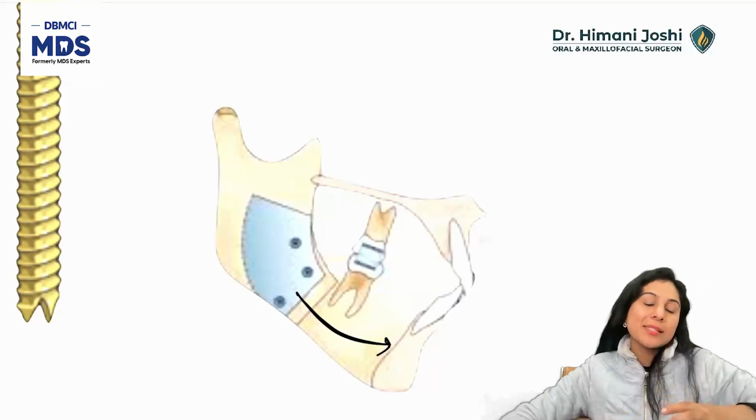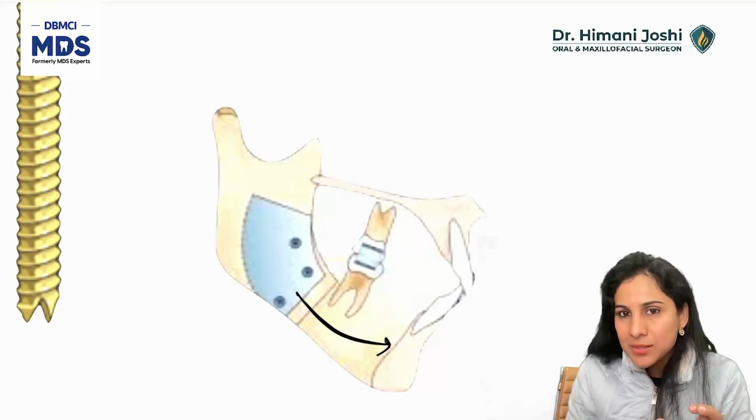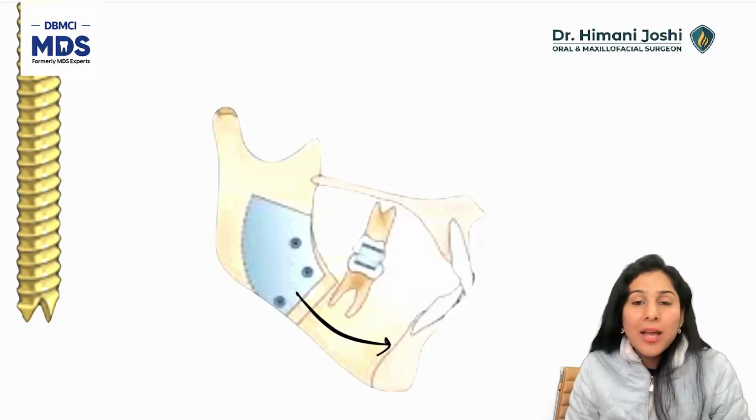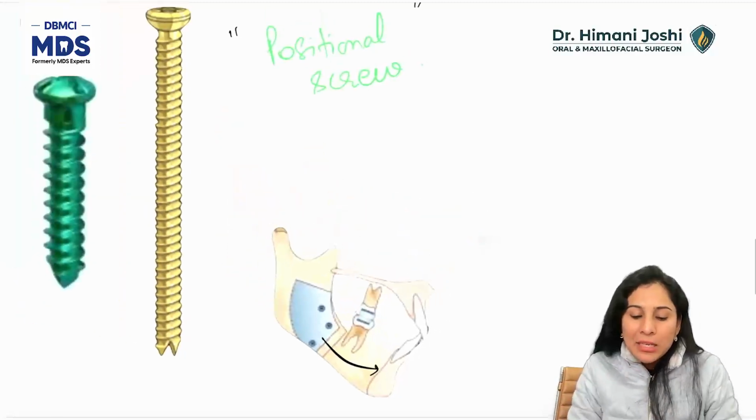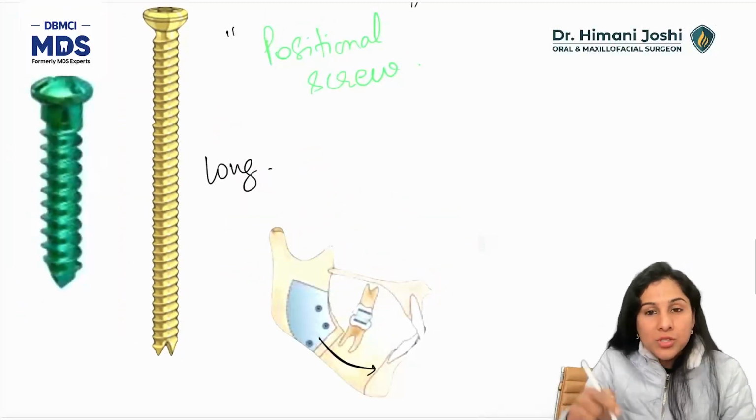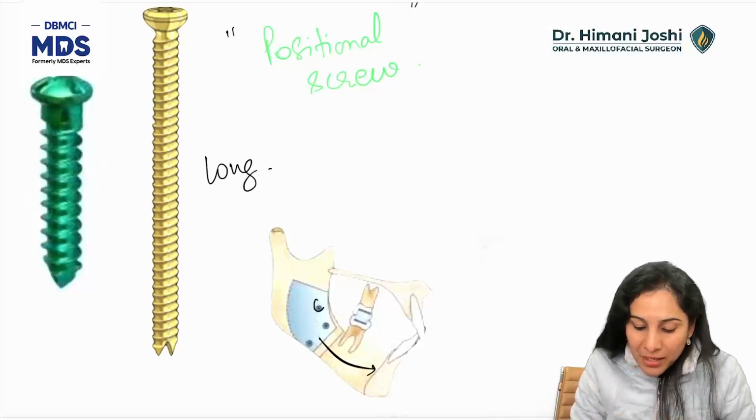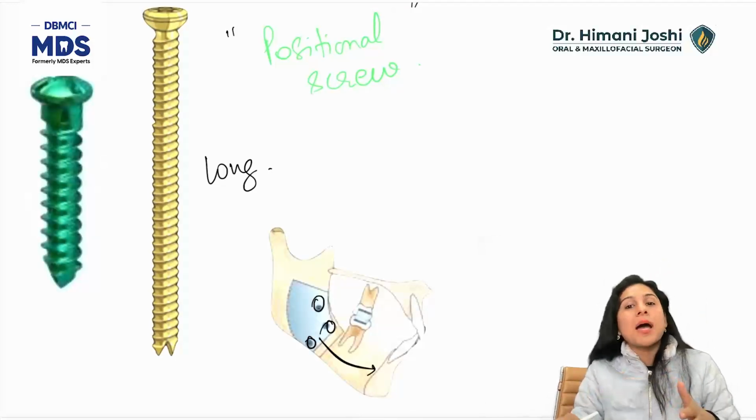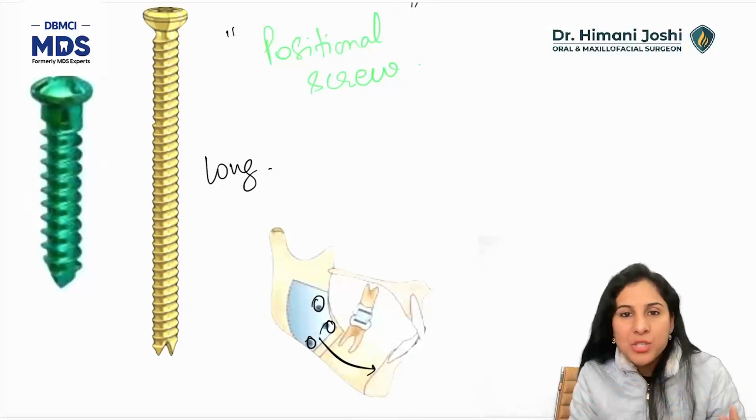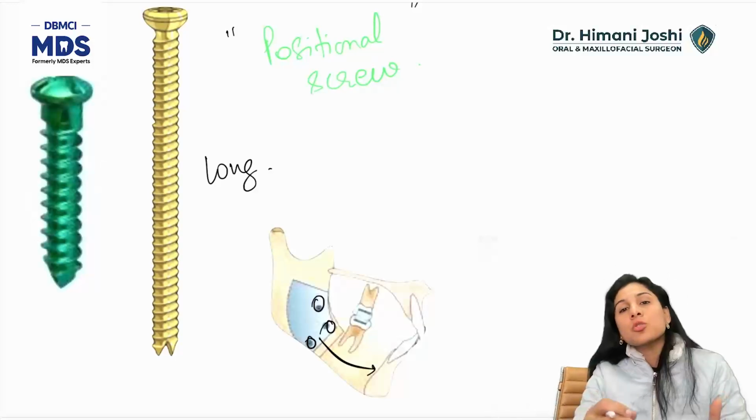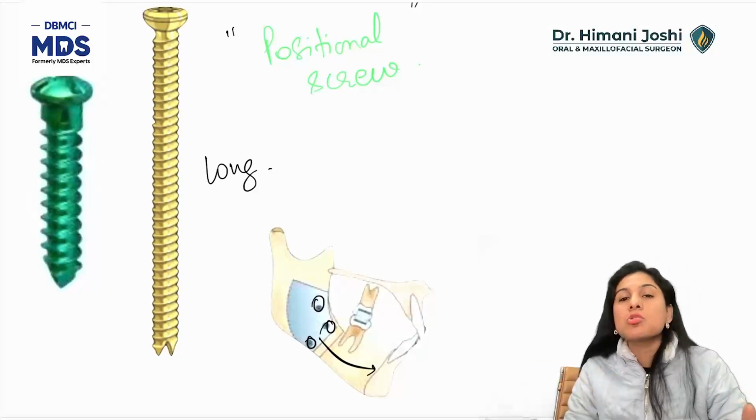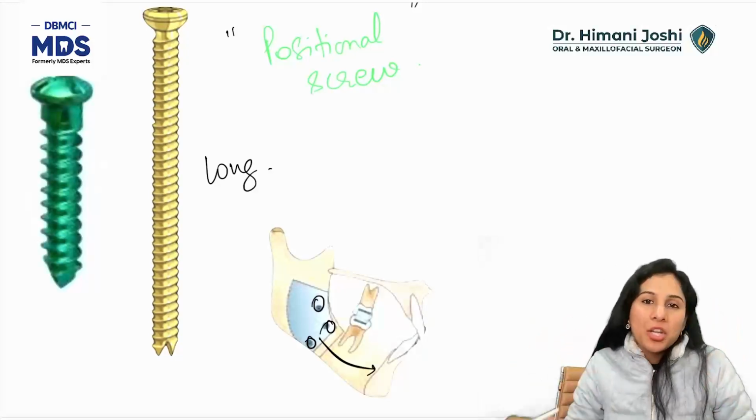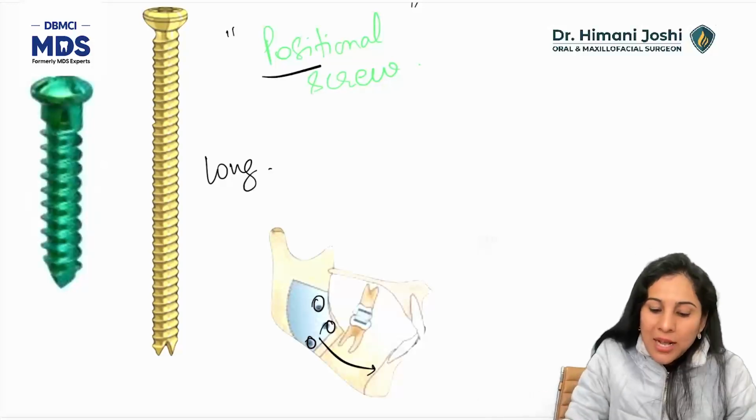I can fix this advanced mandible using mini plates and monocortical screws, or if I don't want to use plates, I can directly use these long screws which are bicortical and fix my osteotomy, fix my advancement or setback or whatever changes I have done. So these long screws which are bicortical, usually used to fix osteotomies in orthognathic surgery, are known as positional screws.